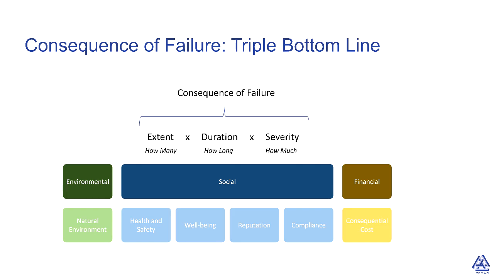On the consequence side, it's quite simple. It's just looking at the triple bottom line. For any project, we look at kind of 3 factors. We look at the extent. If a pump fails, how many households can be affected by it? The duration, how long is it to fix? Is it hours, days, weeks? And then severity, will it lead to basement flooding? What are we talking about?